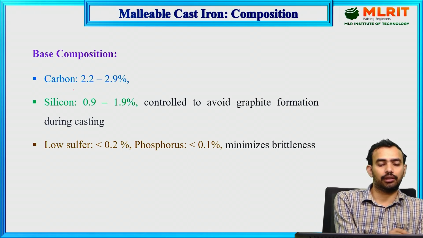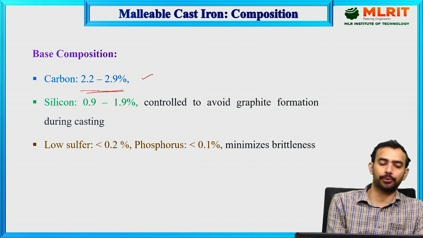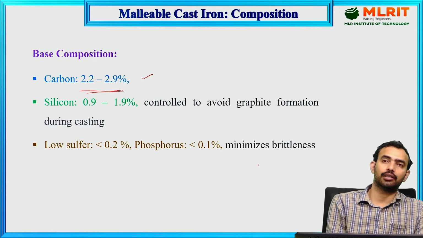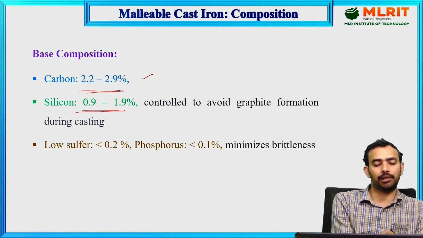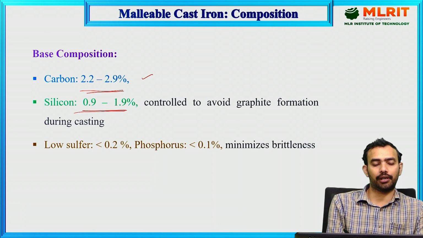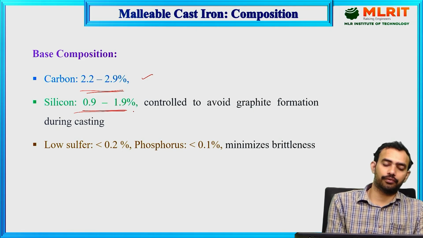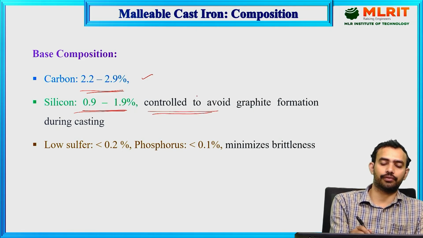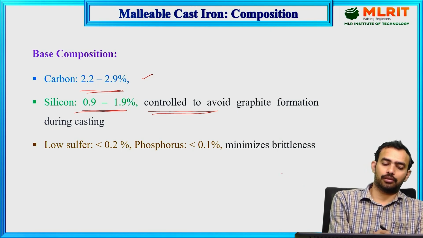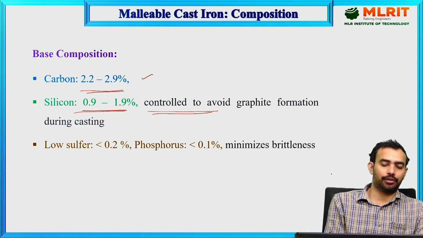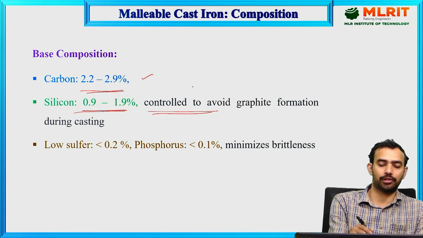Composition, particularly carbon is less than 3%, you can notice. So it is 2.2 to 2.9 percentage, unlike in all other cast irons where carbon percentage is relatively higher. And again, silicon is coming at good proportions, 0.9 to 1.9 percentage, which is close to 1 percentage, which, as we have discussed, promotes graphitization. It controls and avoids the graphite formation during casting. So silicon promotes the graphitization process.